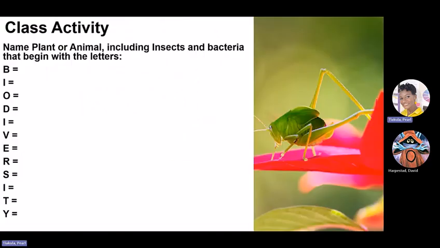So let us do a quick activity. What I want you to do for me is name a plant or animal, including insects and bacteria, that begins with the letters of biodiversity. We will begin with the letter B. Please name an insect, a plant, an animal that starts with the letter B. Please write your answer on the chat box.